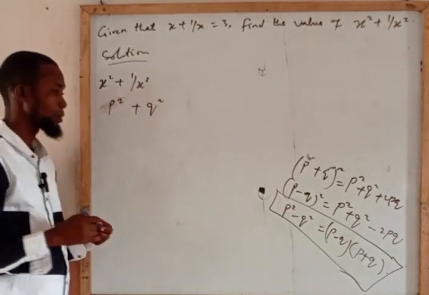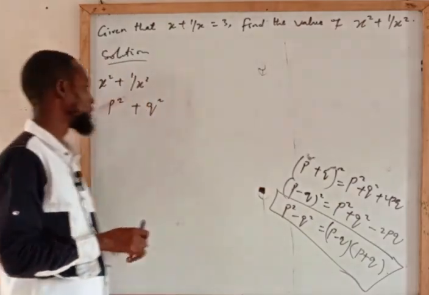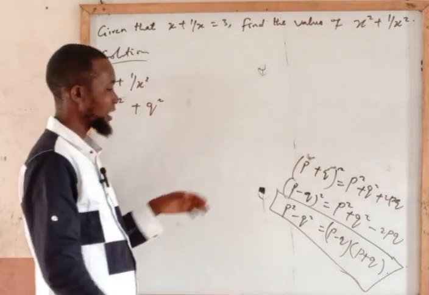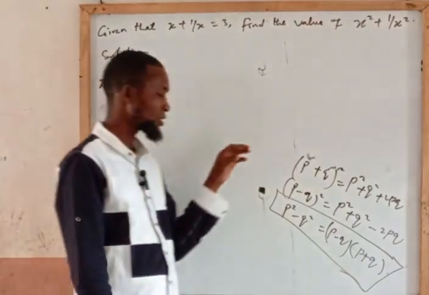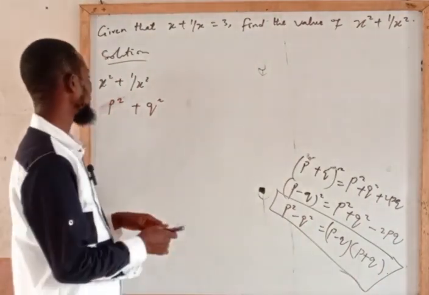Do I have p squared plus q squared defined? Right? So I can see that p squared plus q squared is not defined directly, but we can get it indirectly. How do I get p squared plus q squared?